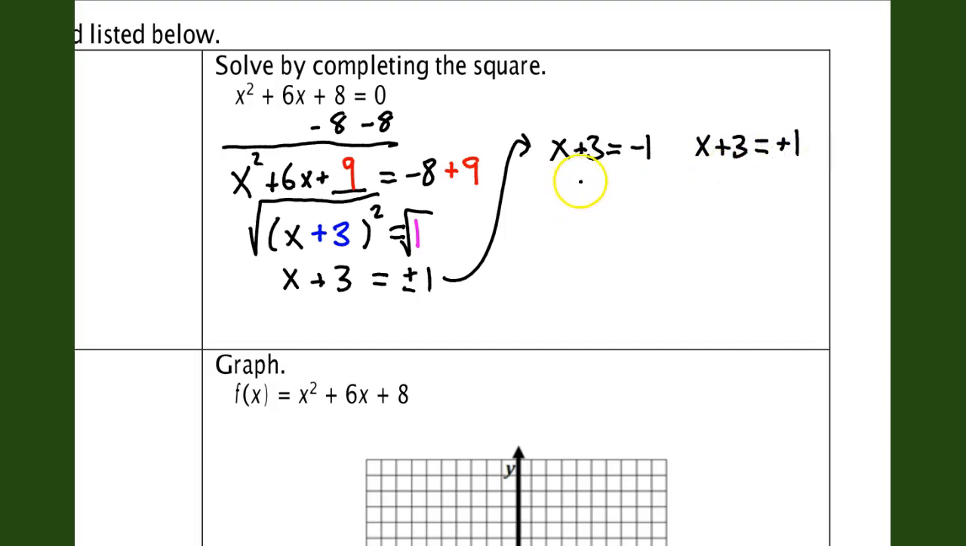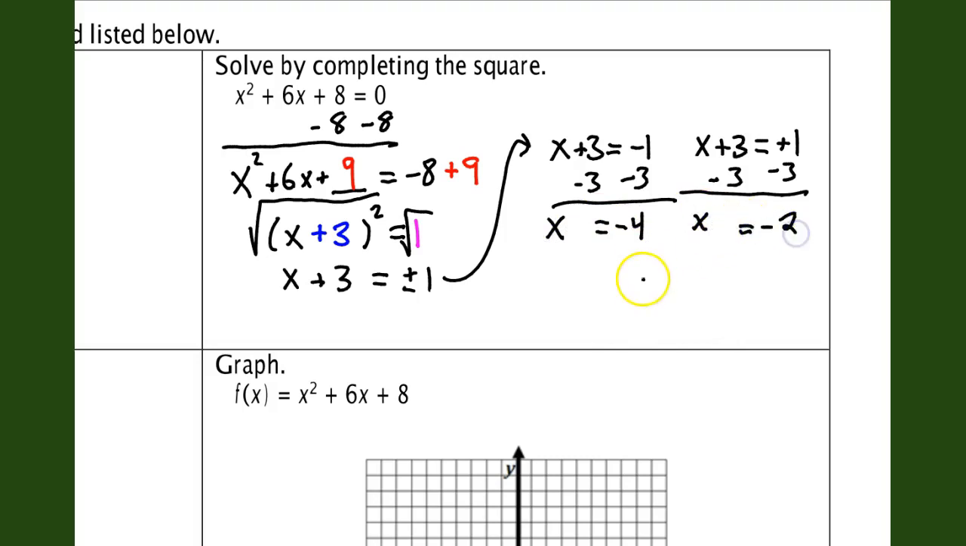Just solve these individually by subtracting 3 on both sides. So we'll have x equals negative 4. That's good. And x equals negative 2. So for a third time, they all match. There we go.